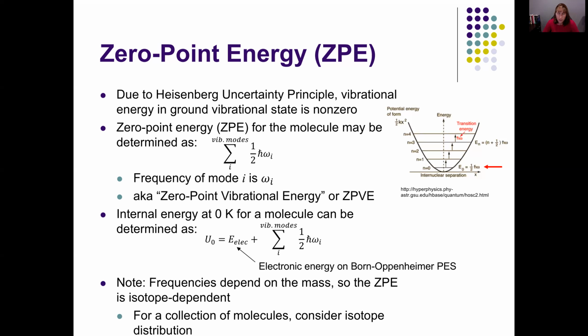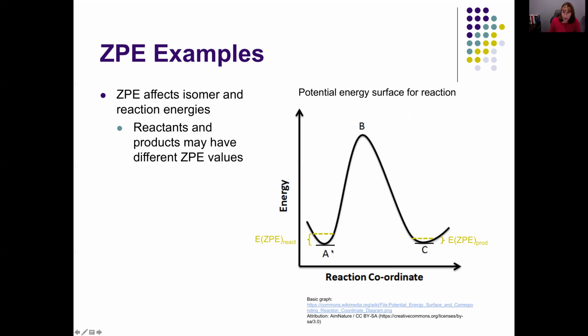All right, now why do we care about that? Well, the zero-point energy can end up affecting different things we're interested in, like isomer energies or reaction energies. So for example, the reactants and products might end up having different zero-point energy values. In this example here, maybe our reactants have a very steep potential well. They've got a lot of zero-point vibrational energy. Our products might have a shallower well. They've got less zero-point vibrational energy.